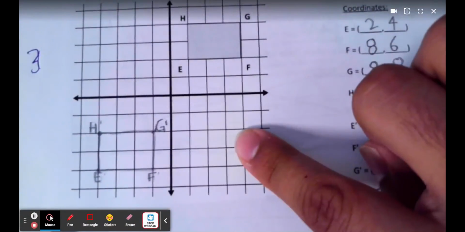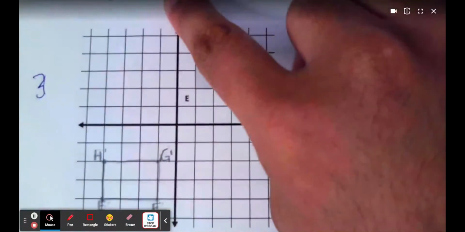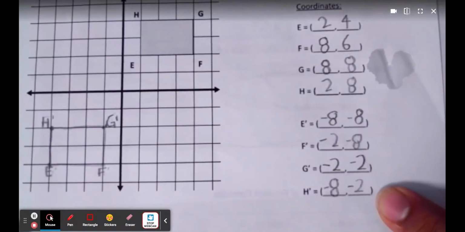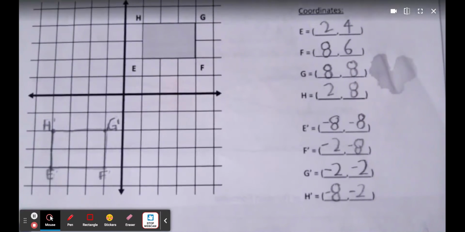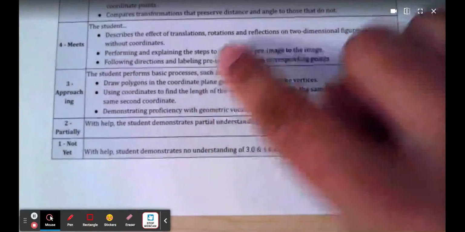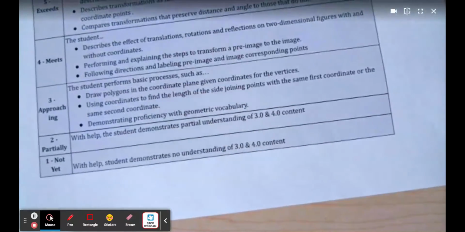They didn't exactly rotate it in the correct space, but it does still show a rotation. All of the points are labeled, and their coordinate points match up fairly well with their original ones up here. So all of those would go to show they have some partial demonstration and receive at least an approaching level of this standard.